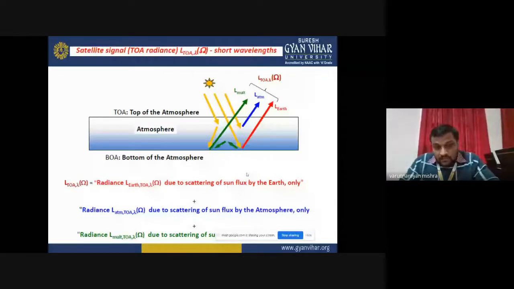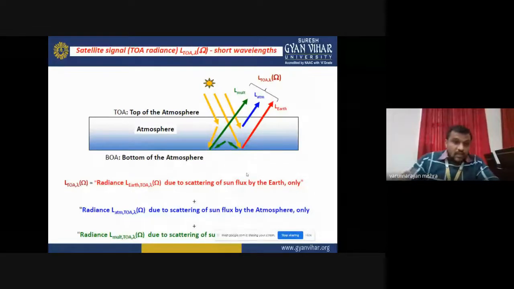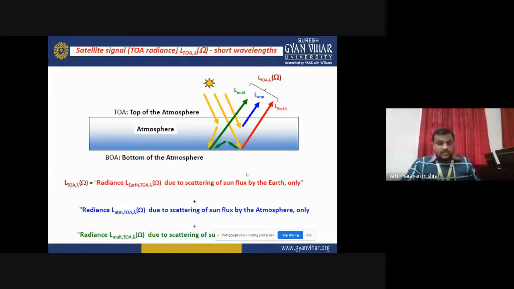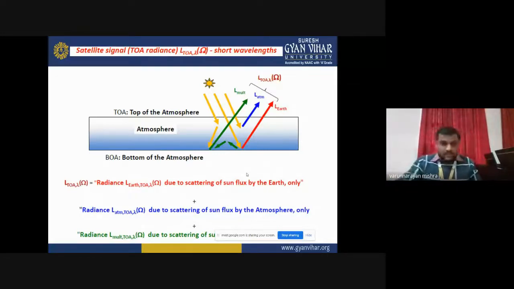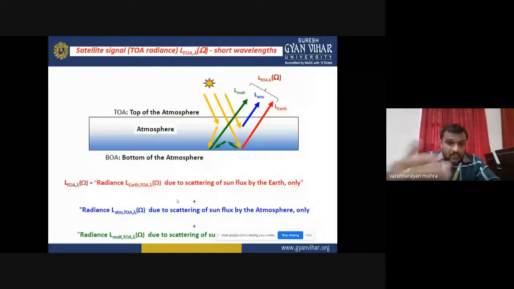Depending on the requirement, we can calculate the top of atmospheric reflectance, that is TOA, and the bottom of atmospheric reflectance, that is BOA. This is the actual reflectance from the Earth's surface, actual reflectance from different land surface features. Okay, these are the equations. These are the terminologies used to describe radiance, the top of atmospheric radiance and the bottom of atmospheric radiance.